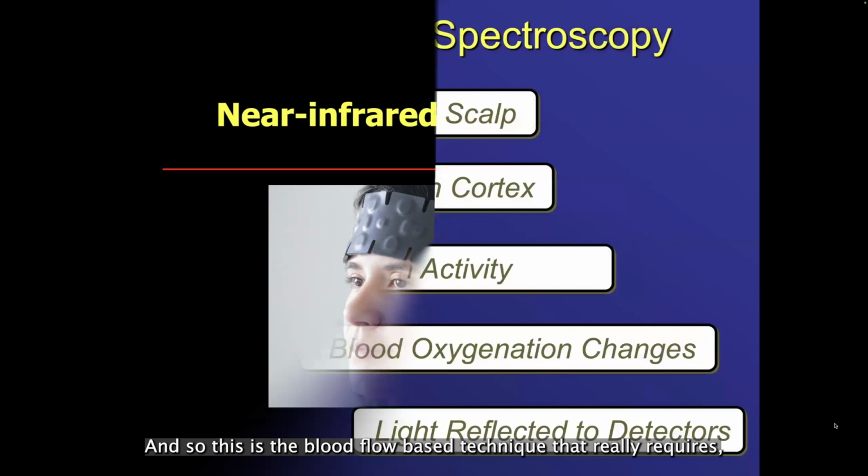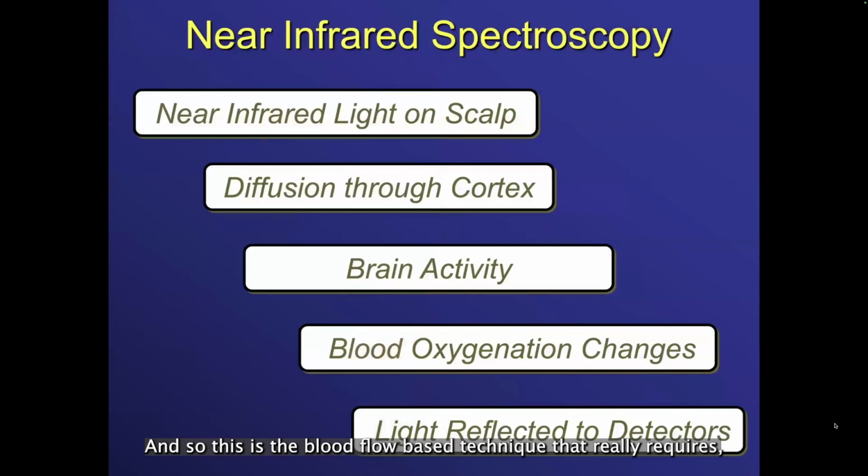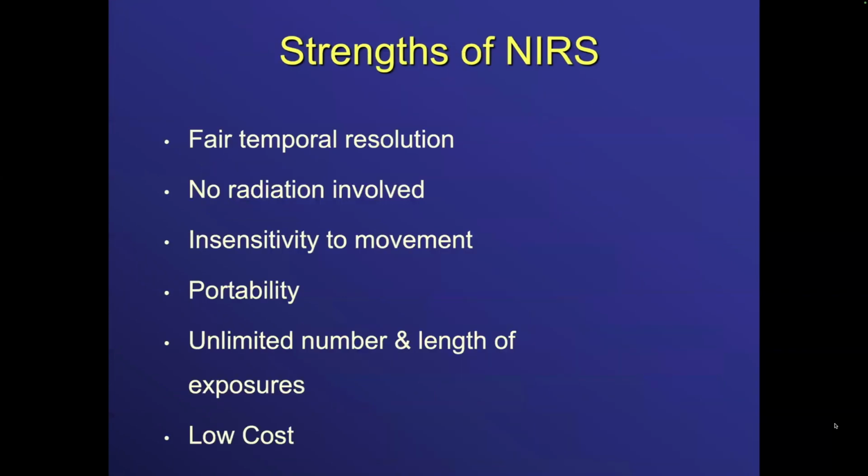And so this is a blood flow based technique, based on the natural relationship between blood flow and neural firing. Where there's more neural firing, there'll be greater blood flow. And so you shine near infrared light on the scalp, it diffuses through the cortex, there's brain activity and blood oxygenation changes, and then light reflected to the detectors is altered based on how much flow.